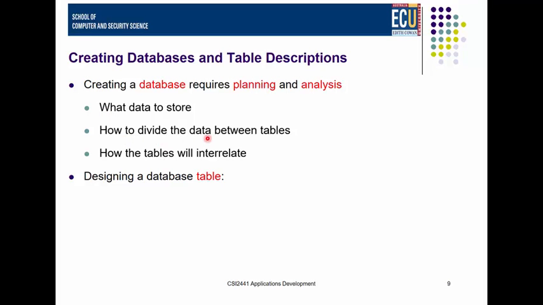Then how to divide the data between tables? So you have identified the entities, now how would tables be designed? Should we have a separate table for each entity? This is normally a good practice. If you have an entity, you should have a separate table for it. It's not good to combine the student entity and course entity into one table, and we will see some issues today. So this is a general rule that each entity should have its own separate table, at least.